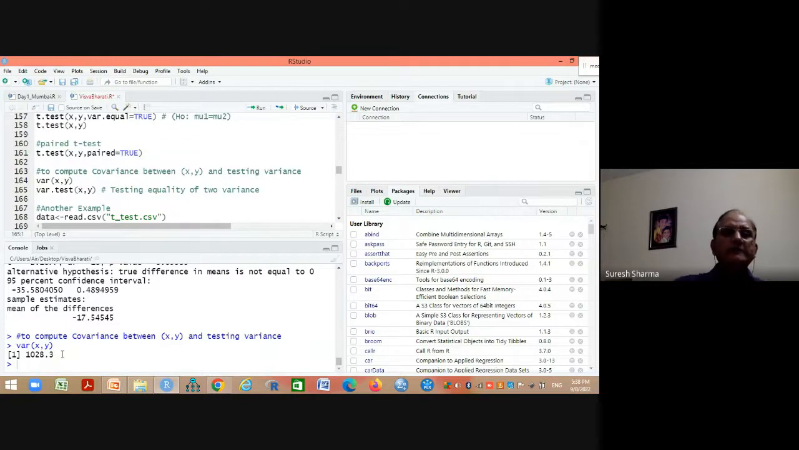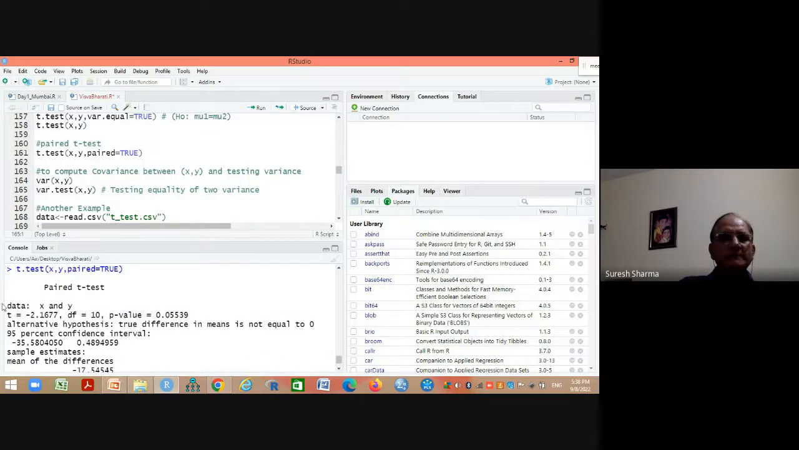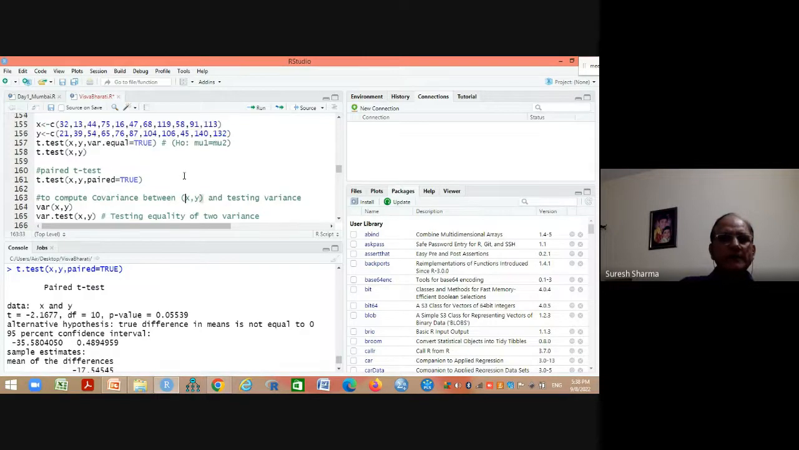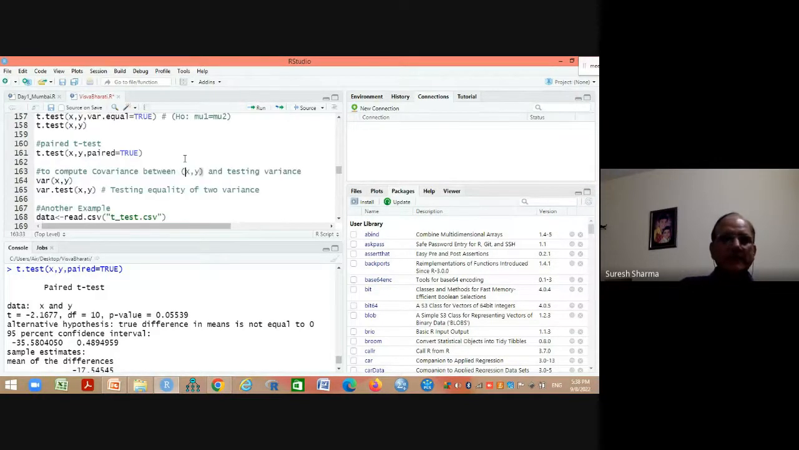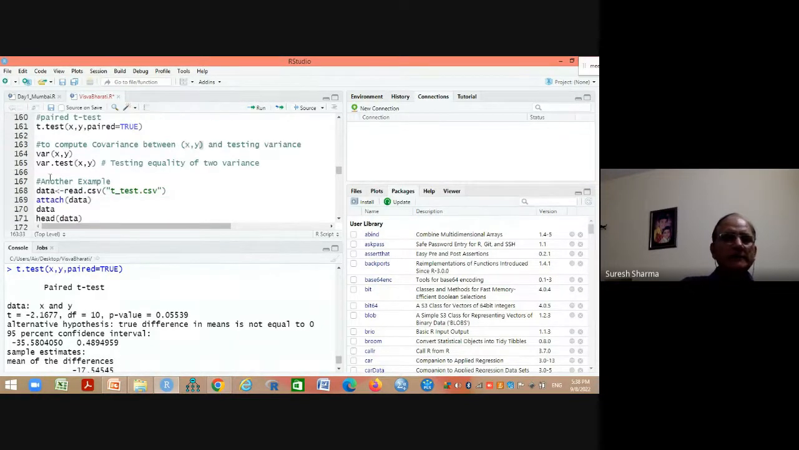But we are not interested in covariance. We are interested in variance. You can write down the H0. Your H0 is sigma 1 square equal to sigma 2 square. Or what I'm testing is that sigma of X square is the same as sigma of Y square. That means the variance of X is the same as the variance of Y. So it will test that. And the test given is called var.test. So var.test X and Y.